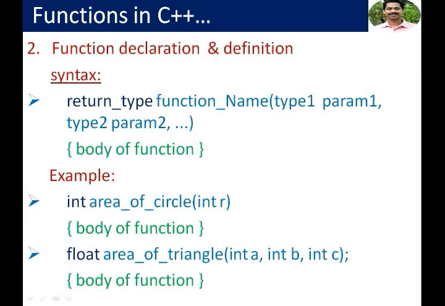In the next example, area of triangle, that means this function is defined to find the area of triangle using the received three sides A, B and C. So the body of function should be used to find the area of a triangle. And finally this function should return a float value which is the area of triangle. So these are the two examples for a function declaration and function definition.